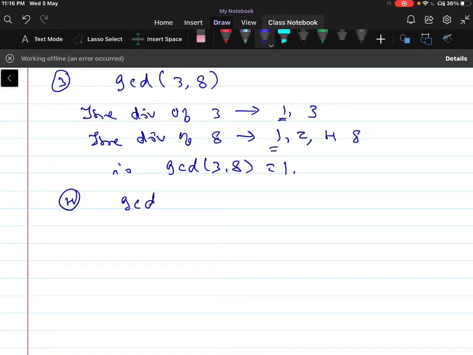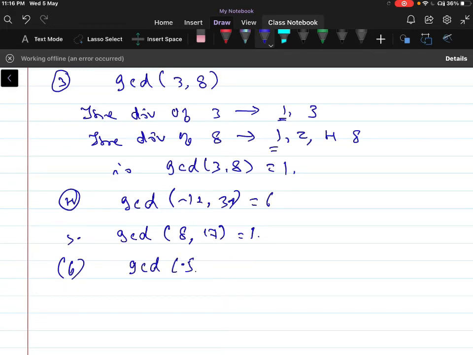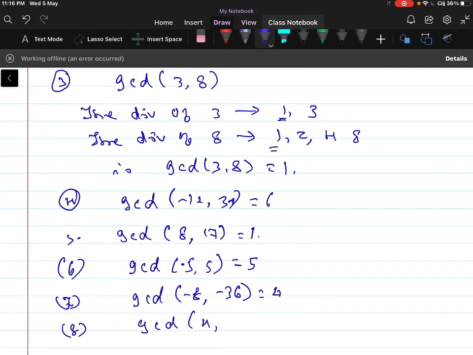Similarly, GCD of minus 12, 30 is 6, GCD of 8, 17 is equal to 1, GCD of minus 5 is equal to 5, GCD of minus 8, 36 is equal to 4, GCD of 4, 100 is equal to 4.